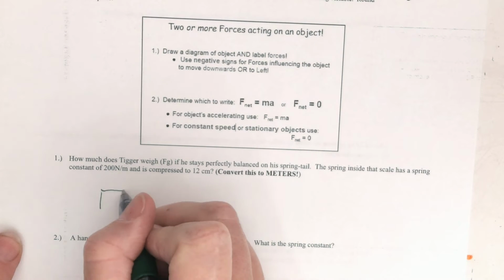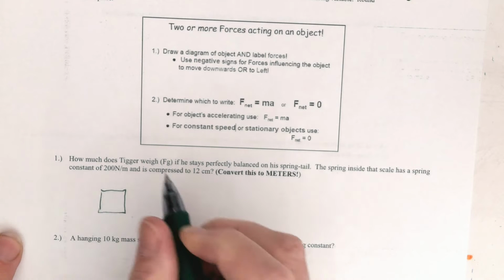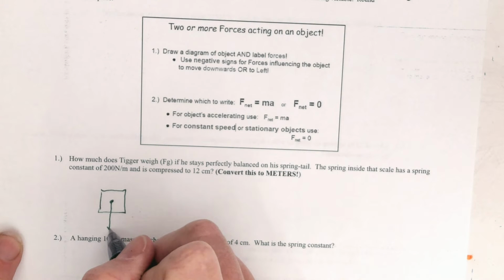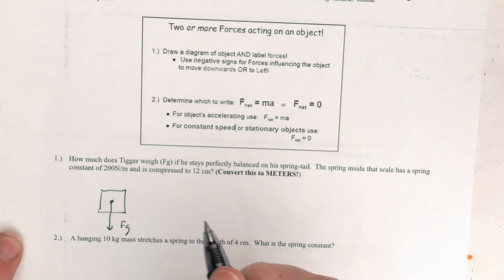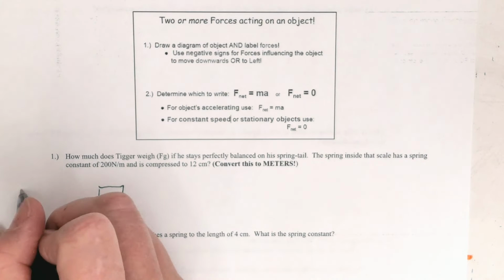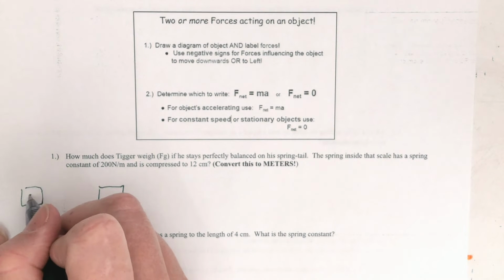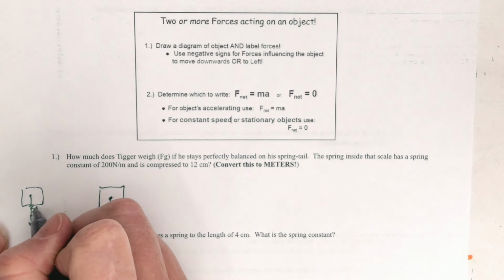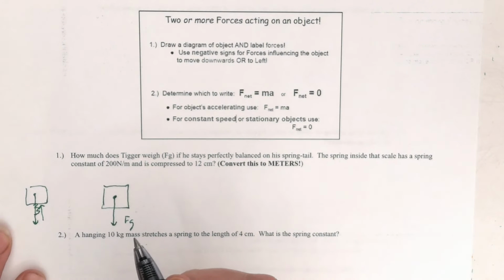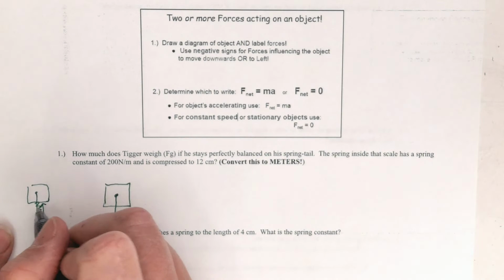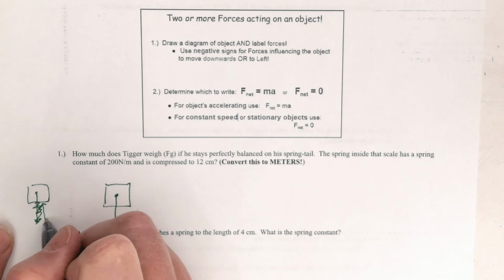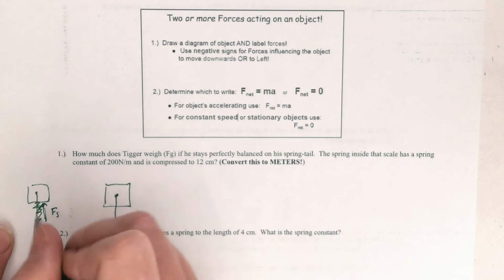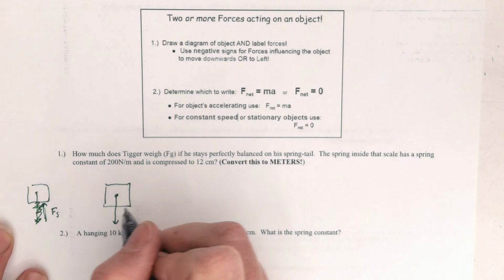So here's Tigger, Winnie the Pooh. How much does he weigh? So we're trying to look for FG. Weight always points down. And technically, if I really wanted to be precise, he weighs down, and then he's got this spring that pushes up on him. And he's balanced. So the spring pushes up from the bottom, and that force of the spring pushes up, and the force of gravity pushes down. But it looks kind of confusing that way.